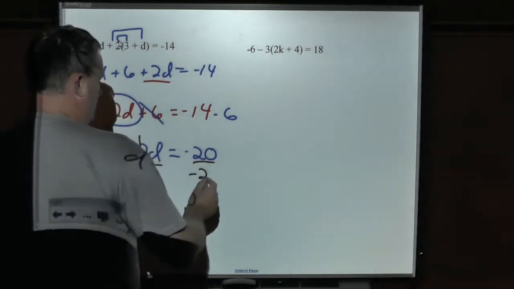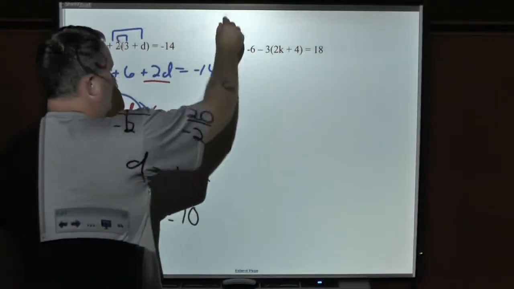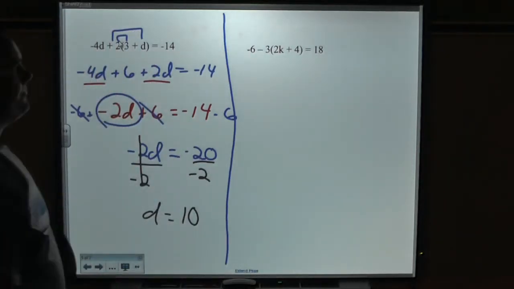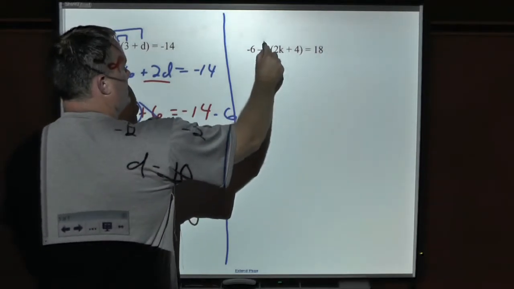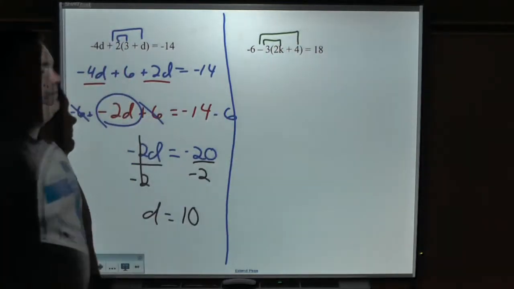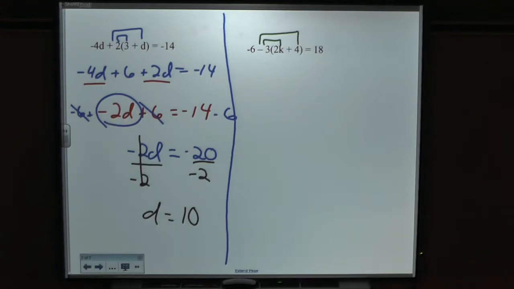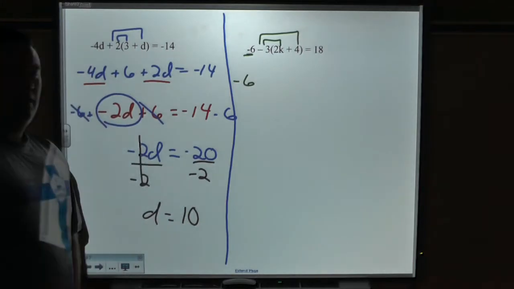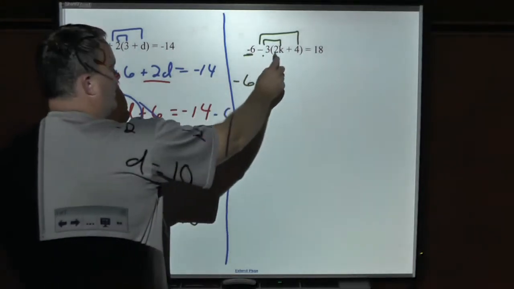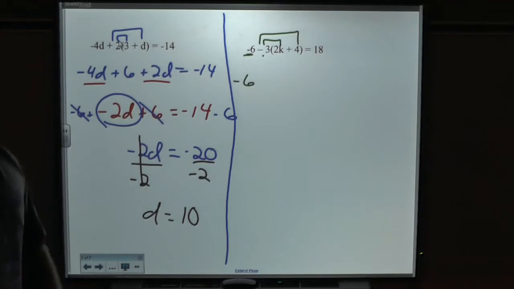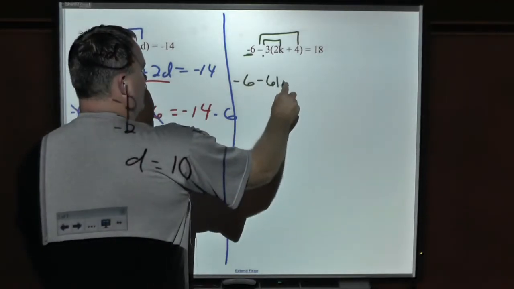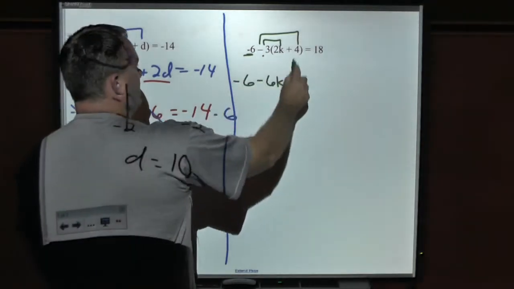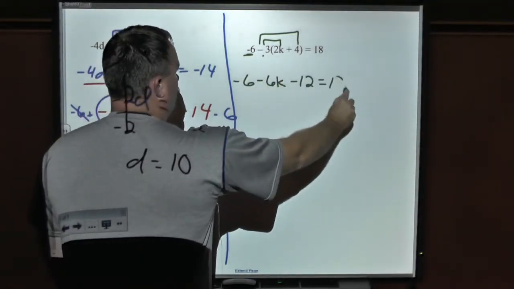The first step in this problem, as we look at it, I'll even put a line down here so we can see the difference. As we look at this, the first thing you have to do is take this negative 3 and multiply it by each term inside that set of parentheses. This negative 6 has nothing to do with that set of parentheses, so we're going to rewrite it. At this time, negative 3 times 2k is negative 6k. That's important to remember. That's a negative 3 there. A negative 3 times 4 is a negative 12.